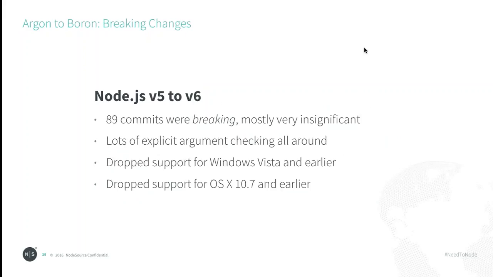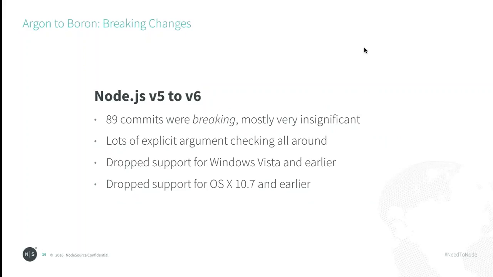Version 5 to 6, we did have a 6 month period there. So there were 89 commits in total that we considered breaking. Mostly they were very insignificant though. There were things like lots more explicit argument checking, and you'll see that again in version 7 now, even in the changelog and the release notes.